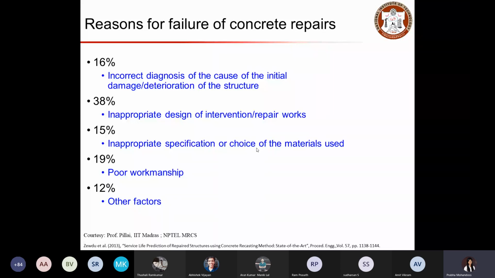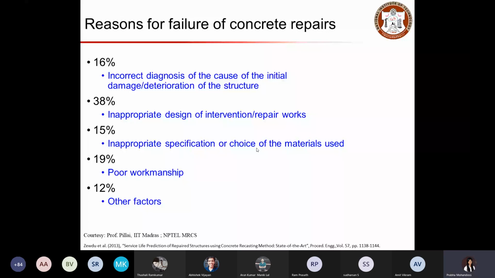So it is very important for a site engineer to monitor the progress of the workmanship on the site to ensure the quality of the work. Unfortunately, many of the sites were not monitored, and that leads to poor workmanship, and thus the quality of construction becomes poor in the end. And there are other factors which could affect the failure of concrete. So that comes under the 12%.